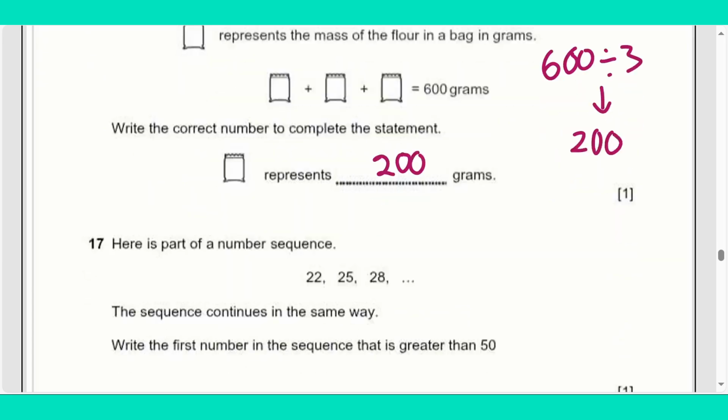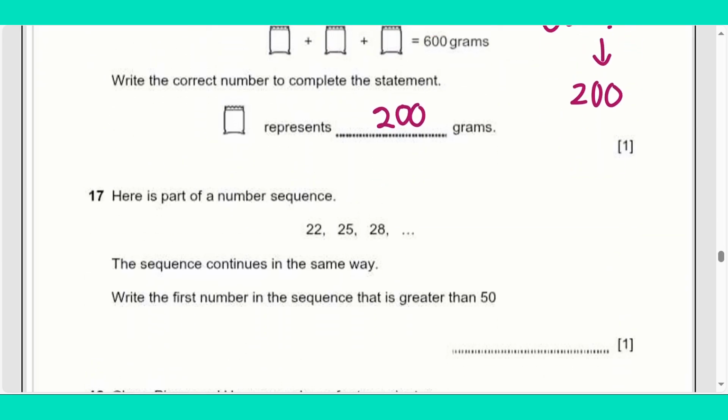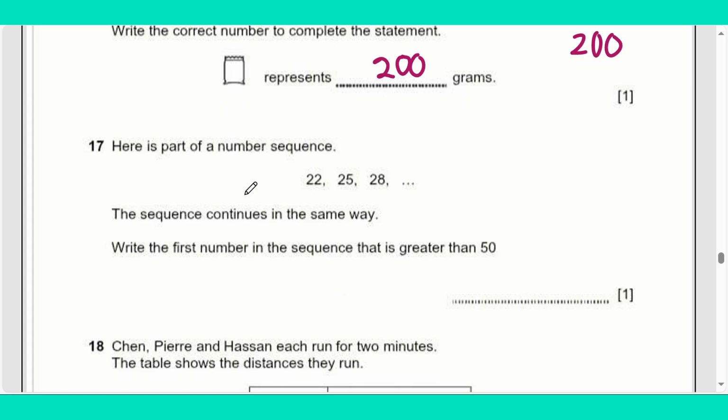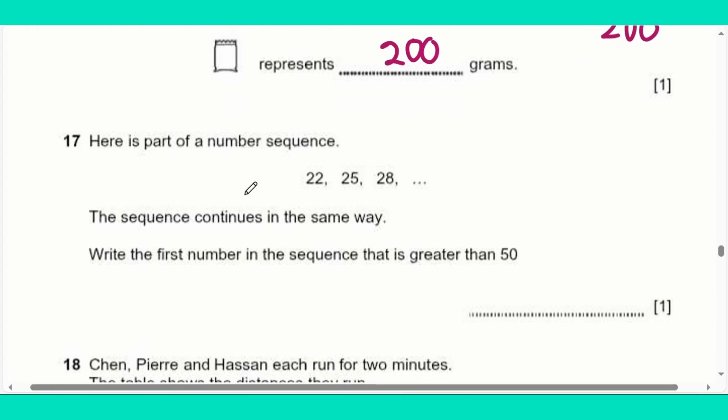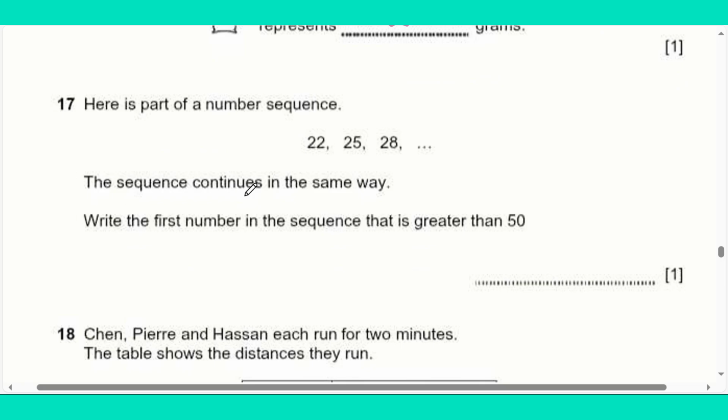Let's move on. 17. Here's a part of a number sequence: 22, 25, 28. The sequence continues in the same way. Write the first number in the sequence that is greater than 50. Okay, what's your answer guys? So the answer for this is 52. How do we get that answer?